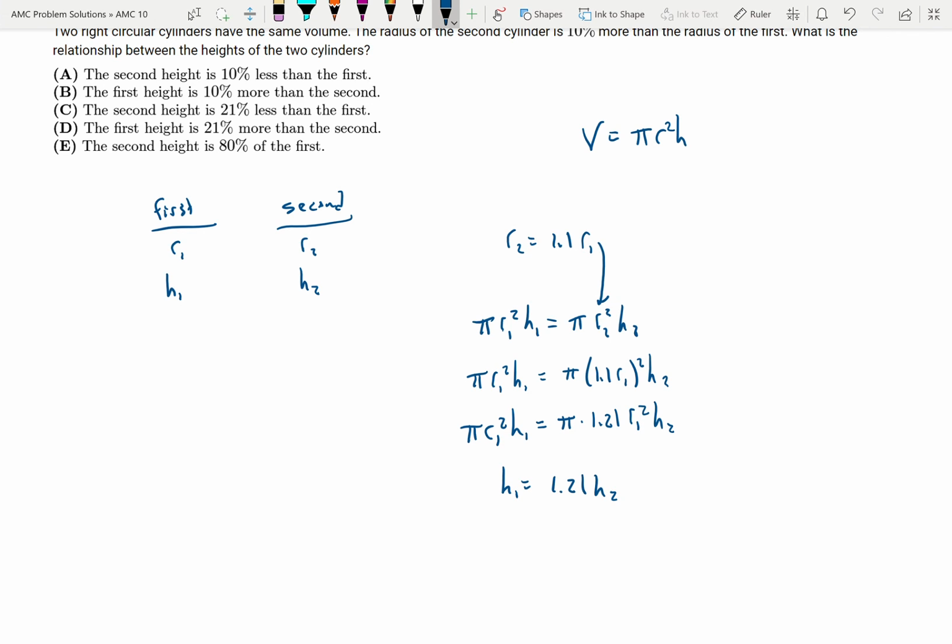more than the second. So the first height is 21% more than the second. Choice D.